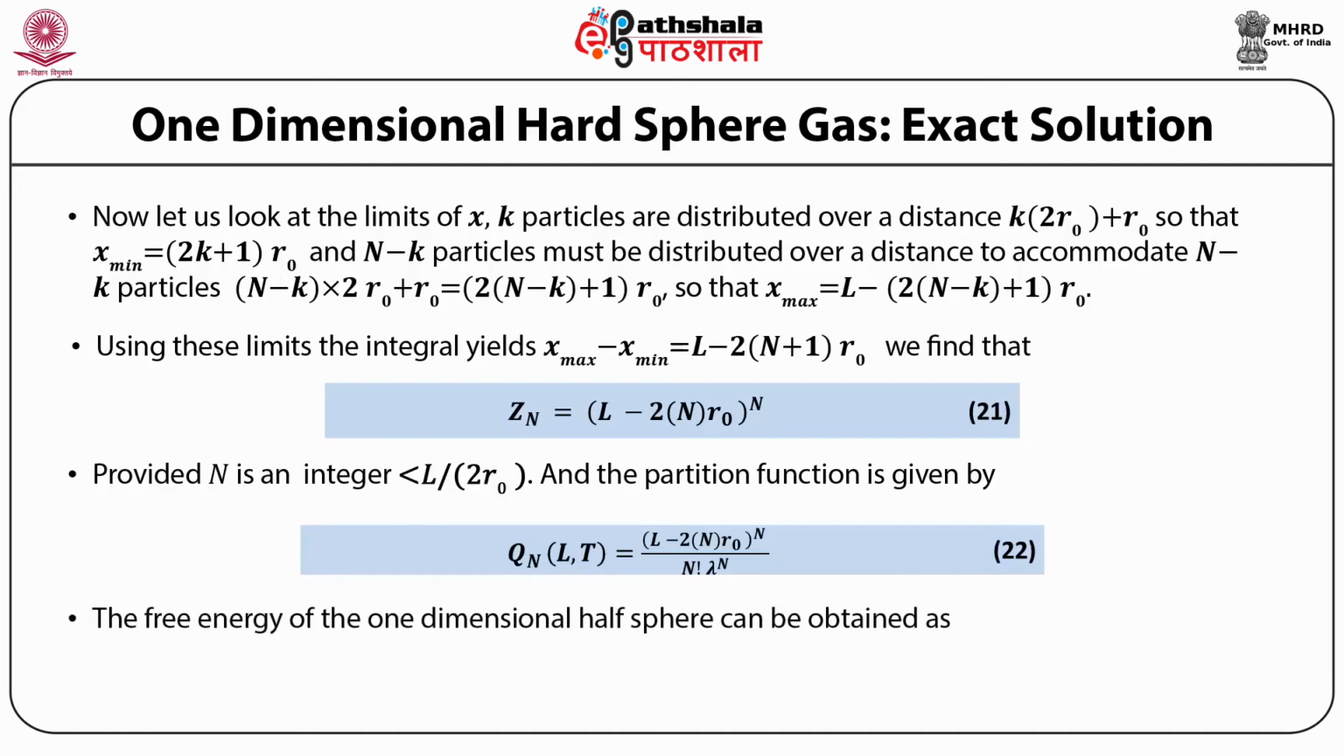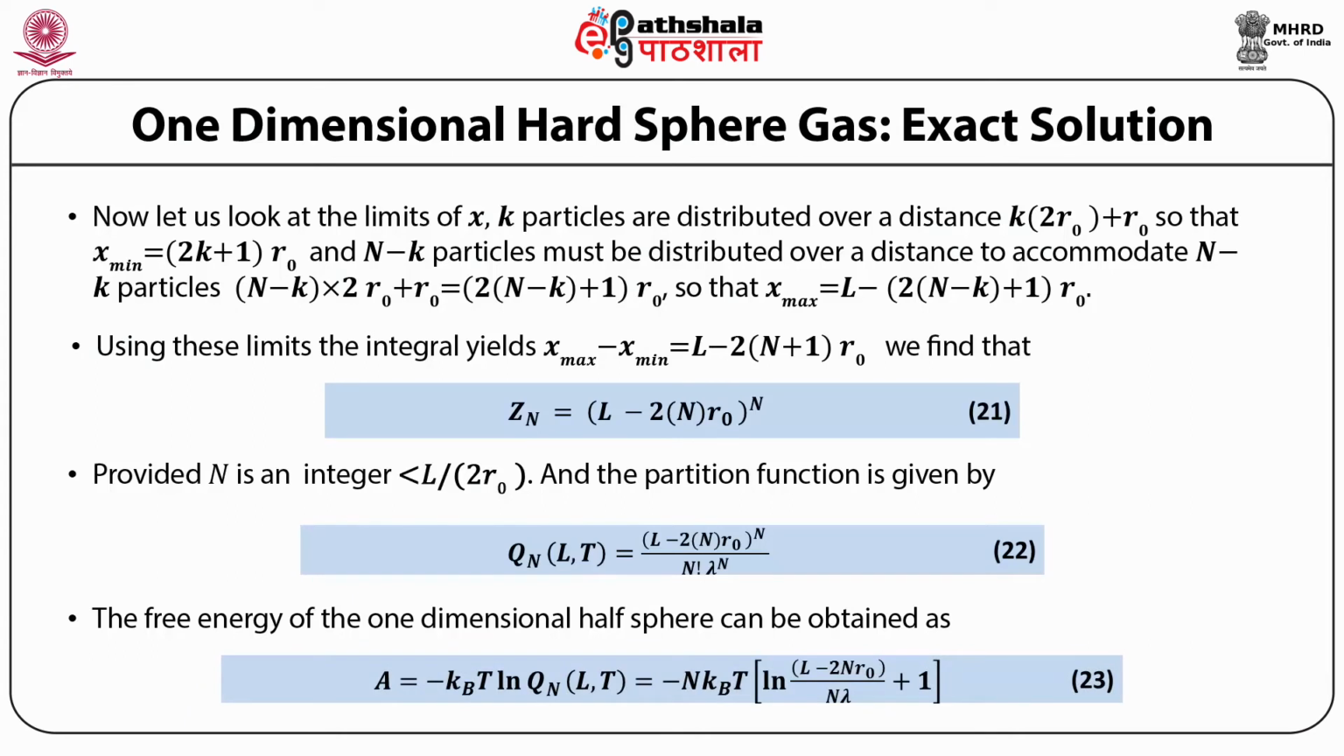The free energy of the one-dimensional hard sphere can now be obtained as A is equal to minus Boltzmann constant multiplied by temperature log of Qn as a function of L and T is equal to minus n kBT multiplied by log of L minus 2 n r naught divided by n lambda plus 1.